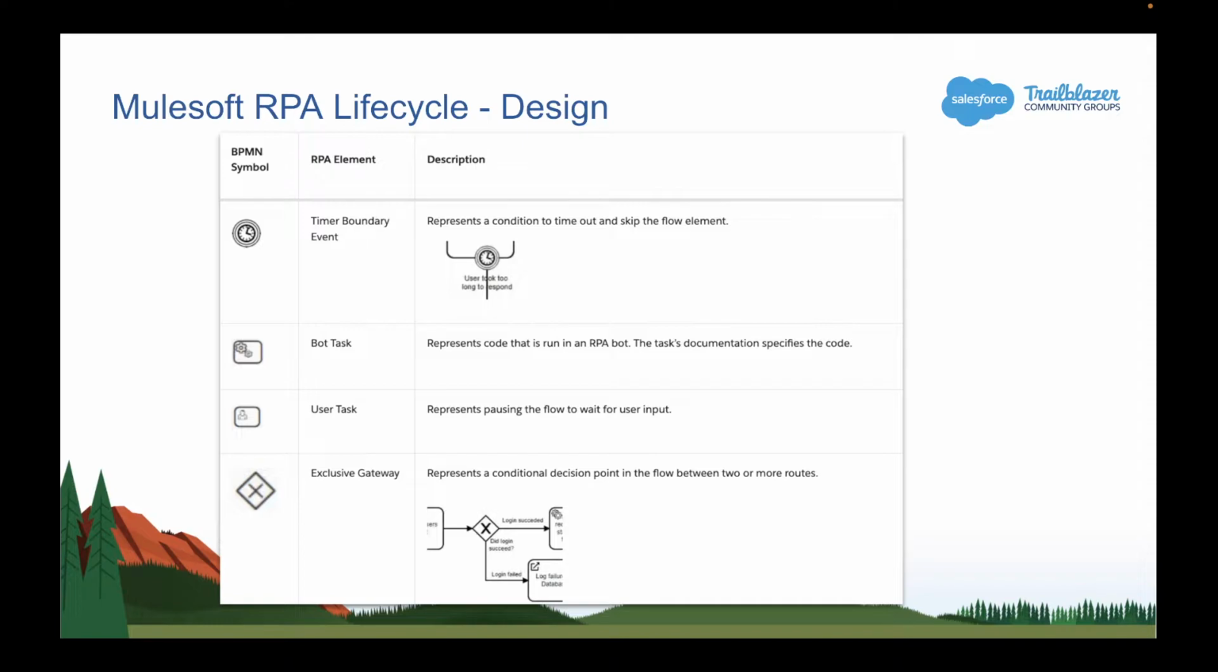Now, where does the timer boundary event come into the picture? If I can give an example, suppose your bot process needs some human intervention. I don't want my bot to be stuck there for an entire day. It would be very bothersome, and I don't want to simply waste my resources. For that kind of use case, I can use a timer boundary event so that I only wait for half a day or for 10 minutes. Within that time frame, if I do not receive any inputs, then I would simply skip the flow element. This is all about your BPMN symbols.